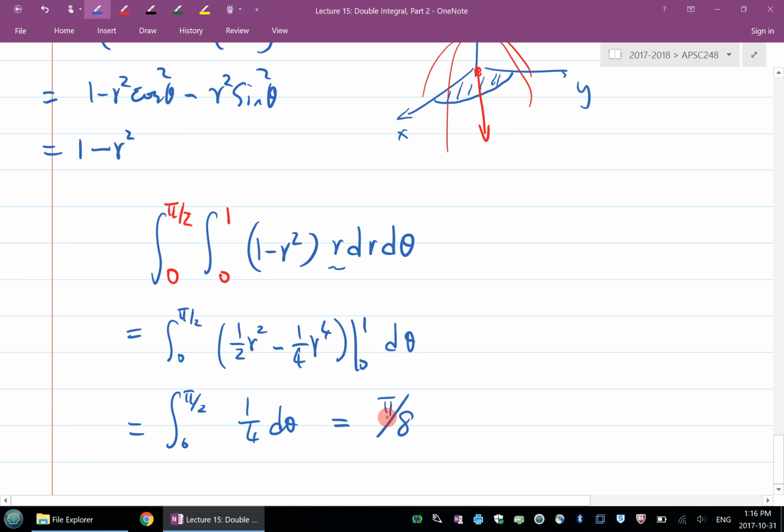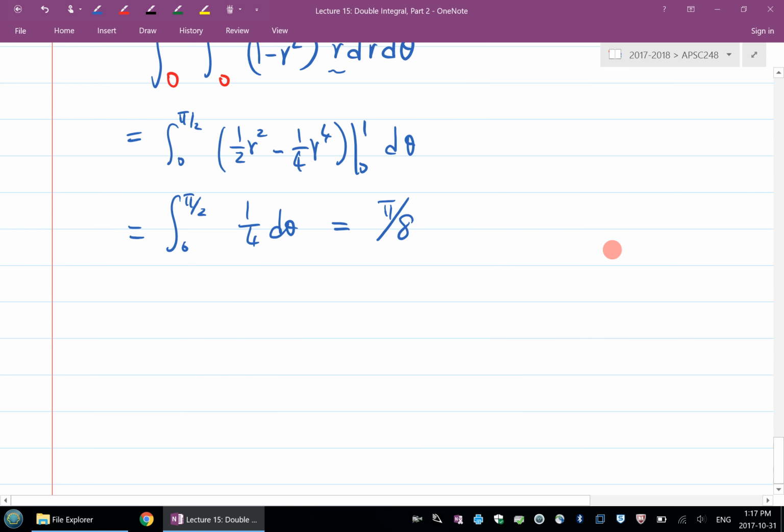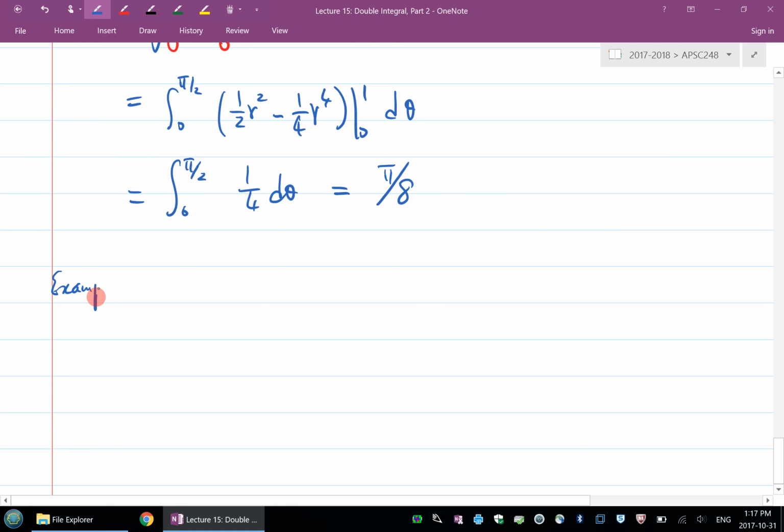So polar coordinates. The question you will probably ask is, when do I use polar, and when do I use Cartesian coordinates? Cartesian coordinates are like a jack of all trades; you can apply them to any type of question. But polar is more specific to circular types of regions, especially circular regions centered around the origin. That's when we had better use polar coordinates. So let's look at another example before we move on.